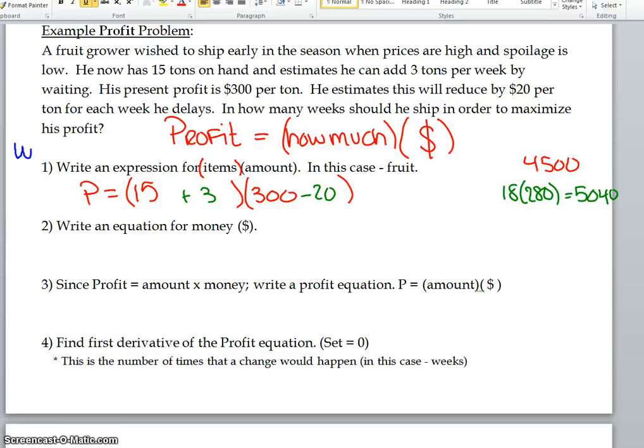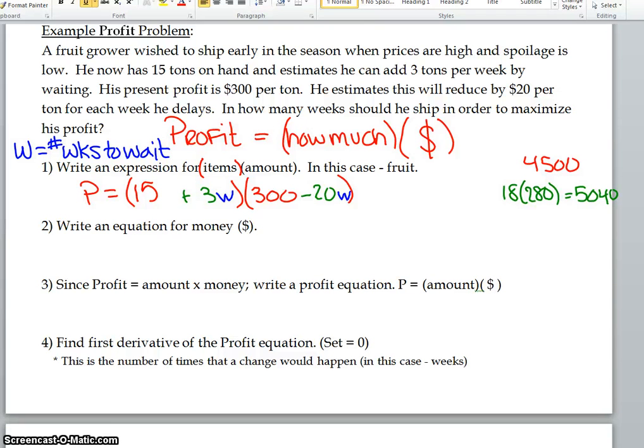So what I'm going to do is identify my variables. W is the number of weeks that I should wait. And like we saw here, I had 3, then 6, then 9 that I'm adding on to my 15. So I don't know how many, but whatever value I pick for W, I'm going to multiply that by 3, and that's how many tons I'm going to add to my storage. But at the same time, I'm going to lose 20 times whatever number of weeks.